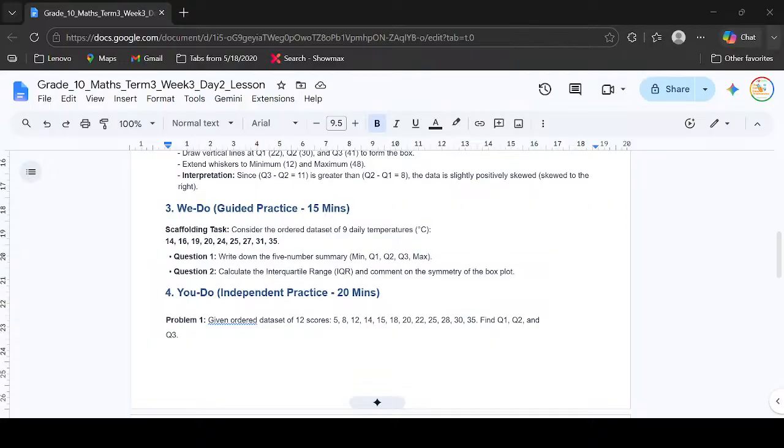Whiskers correctly positioned at the extreme values, 12 and 48. 1 mark, A. Box correctly constructed with lower boundary at 22, Q_1, and upper boundary at 41, Q_3. 1 mark, A. Median line, Q_2, correctly drawn inside the box at 30.